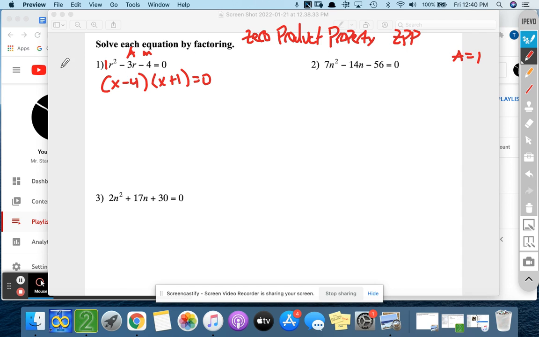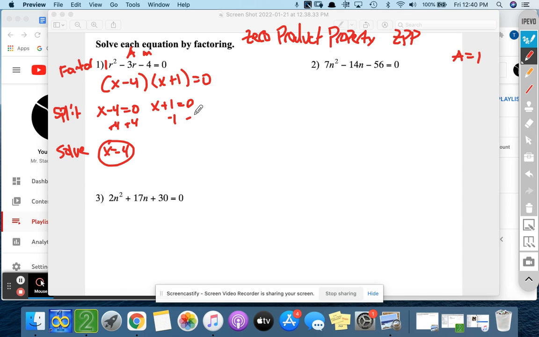Now, the steps for solving by factoring, the zero product property, is to factor it, which I just did. Now we have to split it, and then we'll solve each piece. So split means take each part and set it equal to 0, and then solve each part. So I add the 4 over. My first answer is +4. I subtract the 1, I get -1 as my answer. Quick, simple factoring. That's because a is 1.